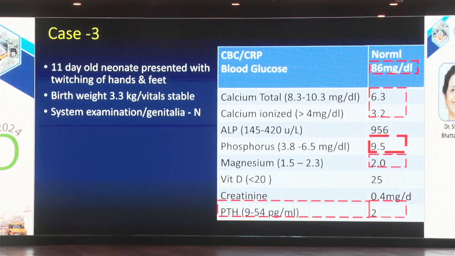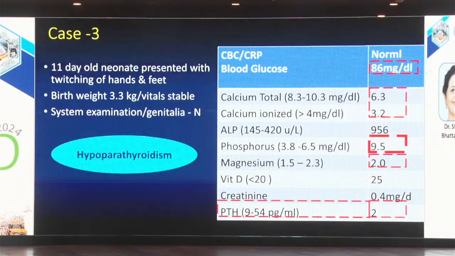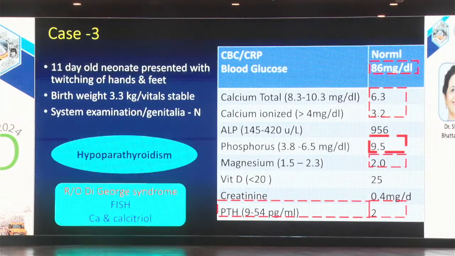So hypopara, right? So when you have an 11-day-old baby with hypopara, it can be a simple hypopara, but most commonly, at a very young age, you will have to rule out genetic conditions. Look for signs and symptoms of DiGeorge syndrome, send for chromosomal analysis, a simple FISH test, which you will get a report of within a week, where you will find 22q deletion, and the treatment would be with calcium and active vitamin D, which is calcitriol.